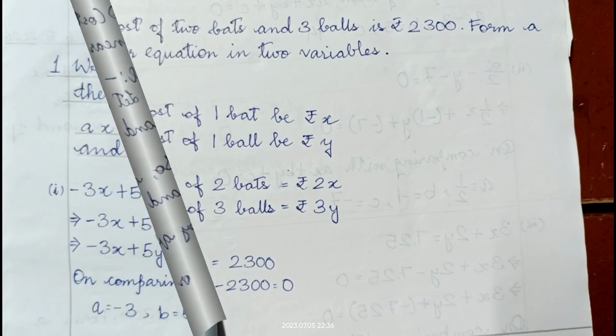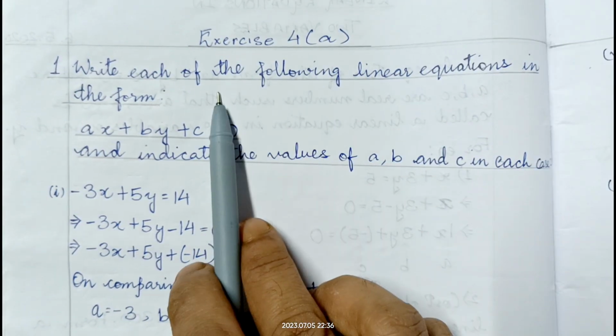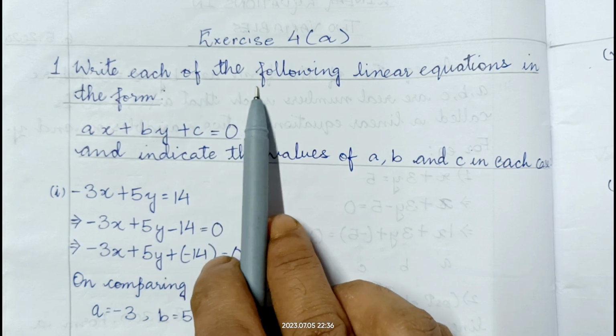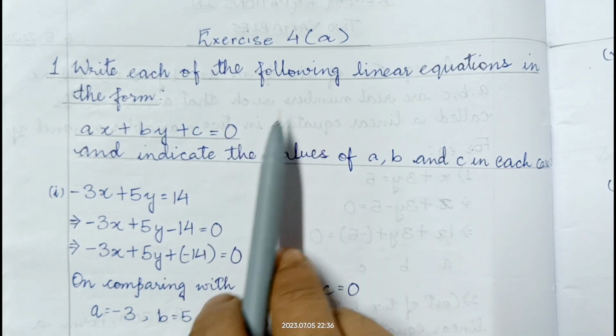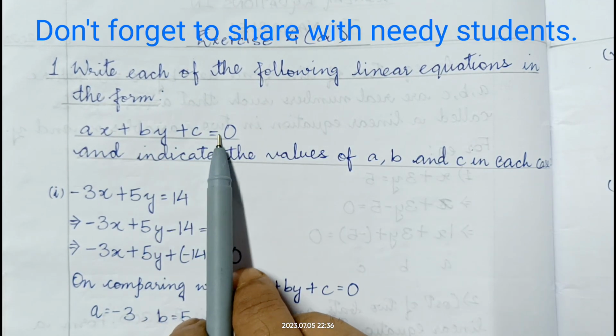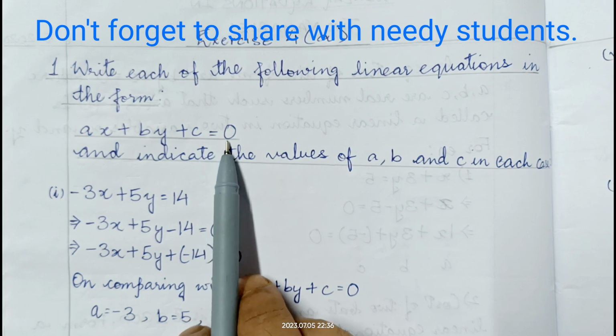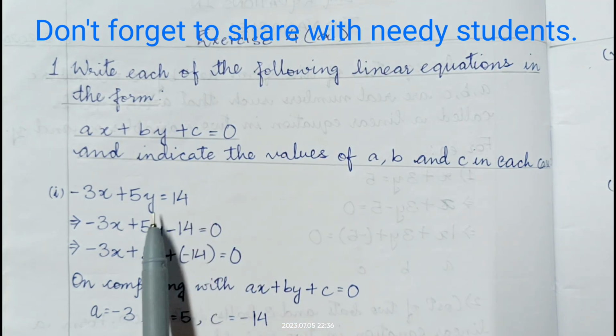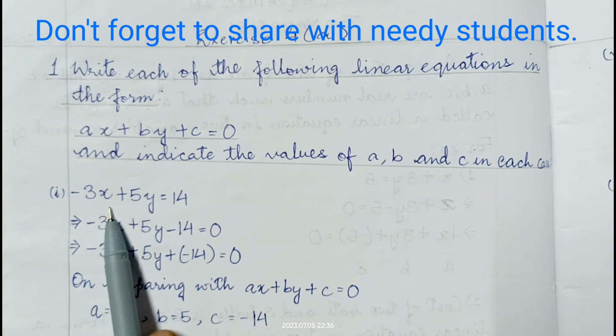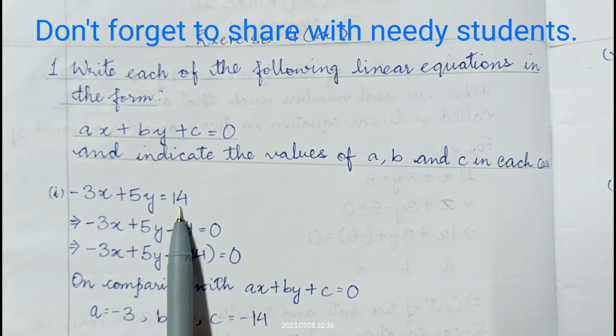and y is 1. In exercise 4a, the first question is, write each of the following linear equations in the form of ax plus by plus c equals 0 and indicate the values of a, b and c in each case. In the first part it is given minus 3x plus 5y equals 14.